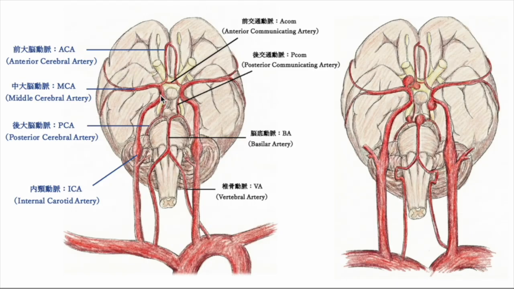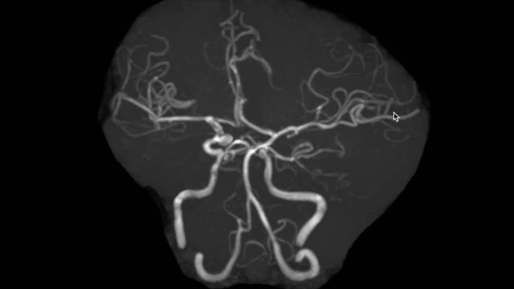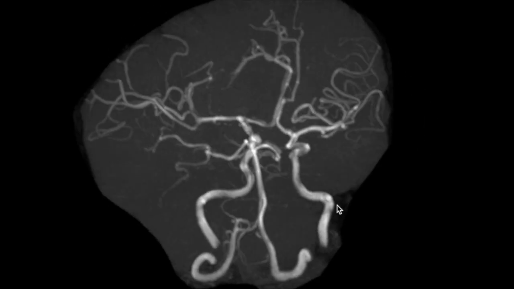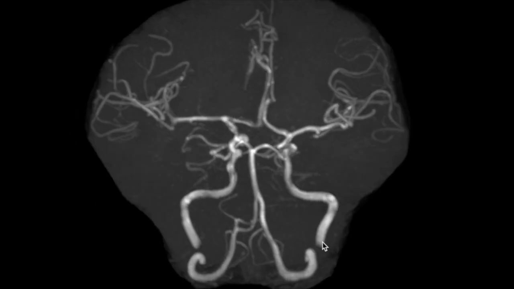This vessel is the right internal carotid artery, near its junction with the posterior communicating artery. Taking the initials of internal carotid artery and posterior communicating artery, we call this the IC-PC junction, and it's a classic site for cerebral aneurysms. Let's confirm the aneurysm on a 3D reconstruction. When thin, vessel-focused slices are stacked, you can observe the vasculature in this three-dimensional manner.